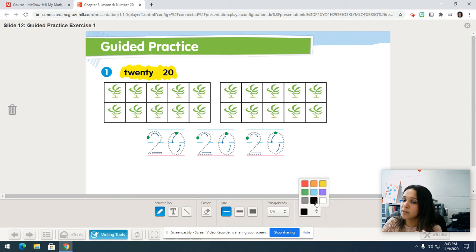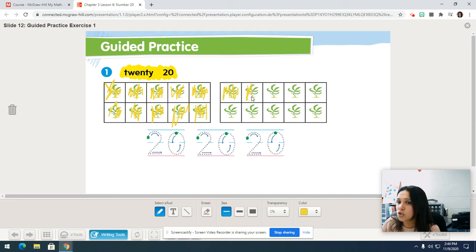What I want you to do is we're going to be counting and coloring at the same time. So I'm going to be using my yellow, okay? You guys are going to be using your crayon. I'm just going to count over top of them, okay? Help me count, and you color with me. Ready? 1, 2, 3, 4, 5, 6, 7, 8, 9, 10.